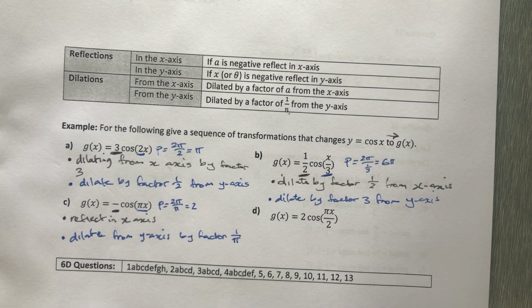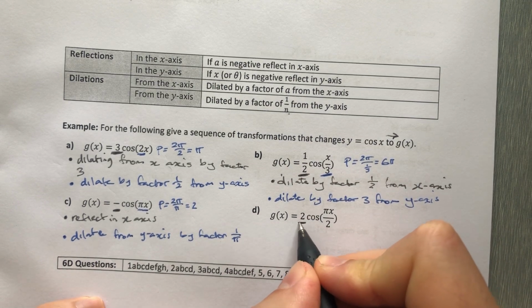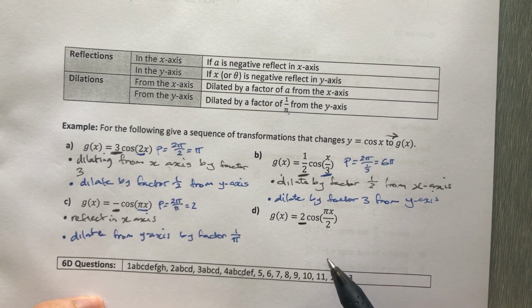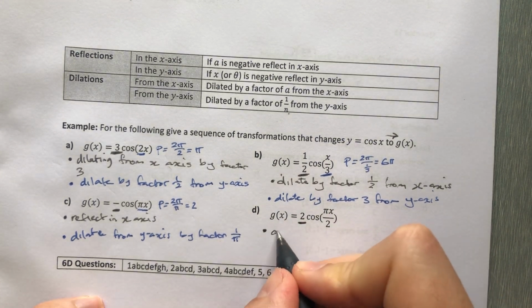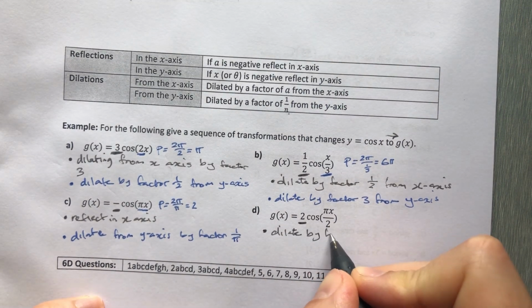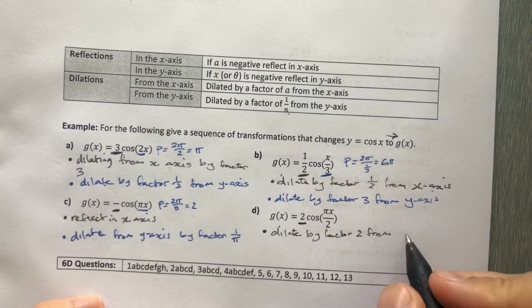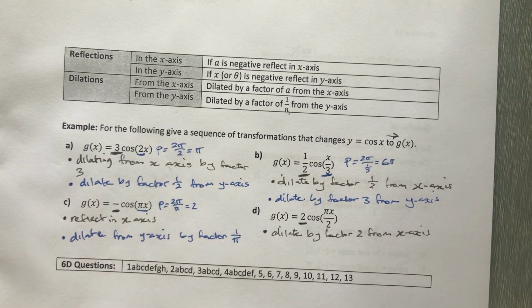But let's do the amplitude first, or the dilation from the x-axis. So that's this bit here. Our initial graph has an amplitude of 1, the new graph has an amplitude of 2, so we're going to have to dilate by a factor of 2 because we're doubling it. Great.